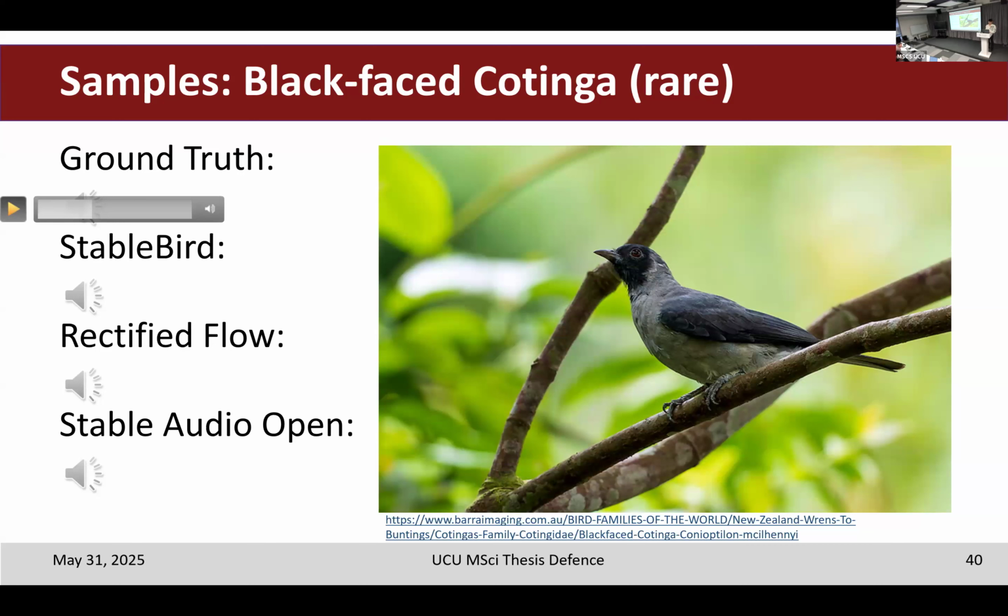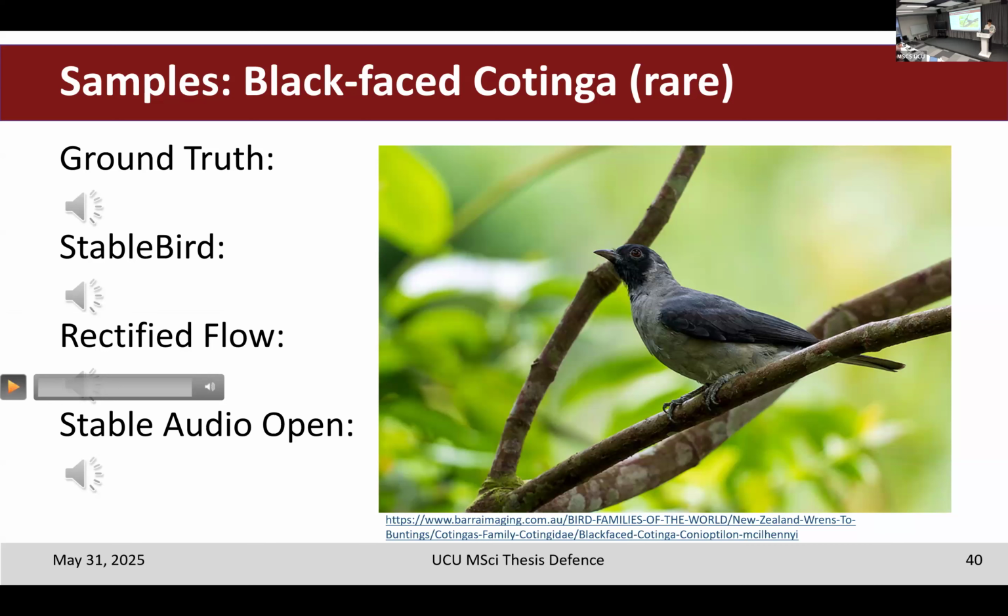So it is characterized by this mediating vessel that contains several chirps and stable bird generation. It tries to follow this increasing pattern, but it cannot create these mediating vessels that the ground truth has.